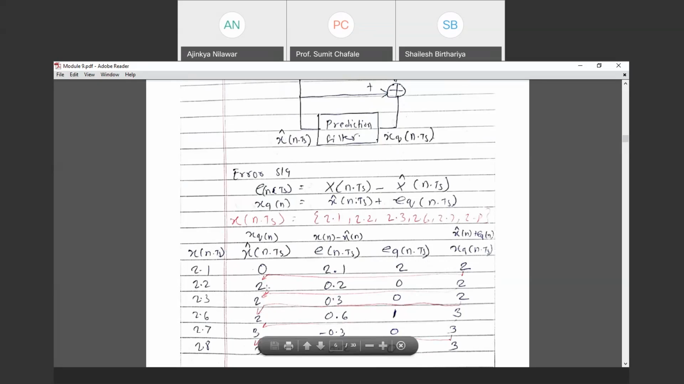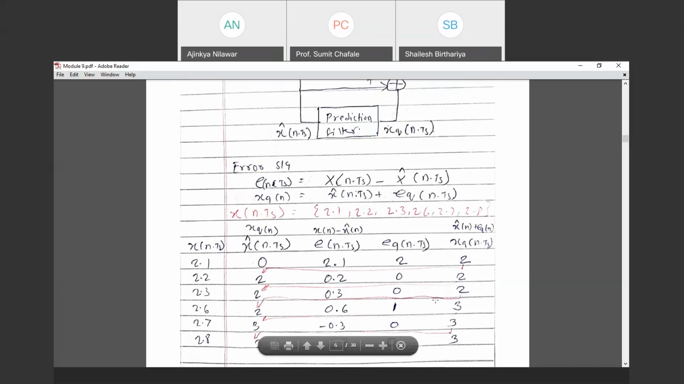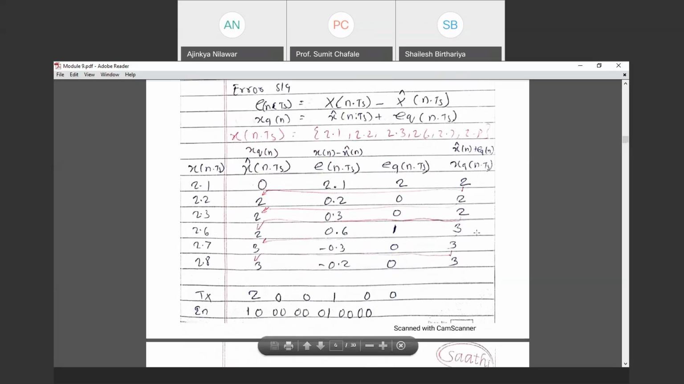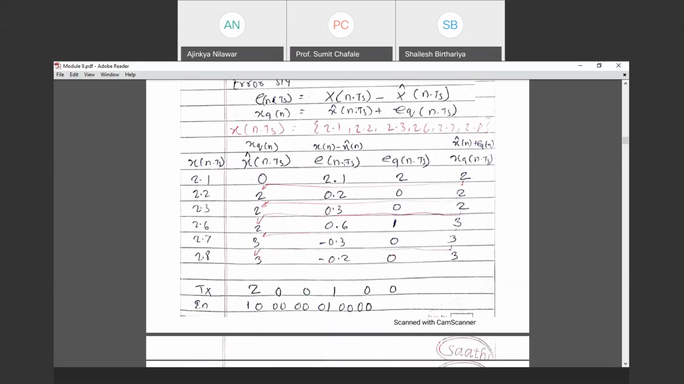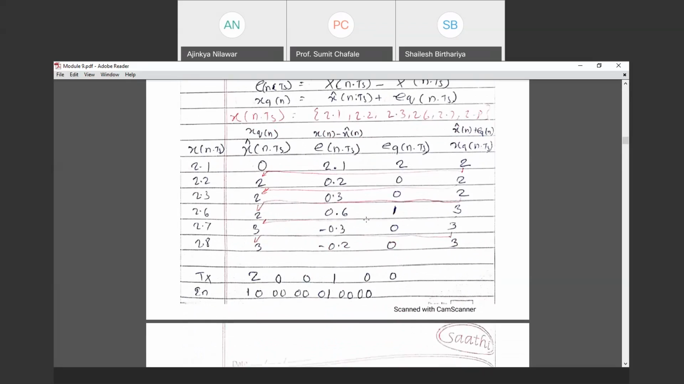Now 2.2 minus 2 is 0.2. Quantization, since 0.2, gives 0, and XQ is generated as 2. That means 2 minus this. So this is how we generate the transmitter diagram, right? Suppose the first sample sent is 2; why do we consider EQ of n? EQ of n is given to the encoding and DPCM is generated. So these EQ of n voltages we consider for the transmitter: 2, 0, 0, 1, 0, 0.